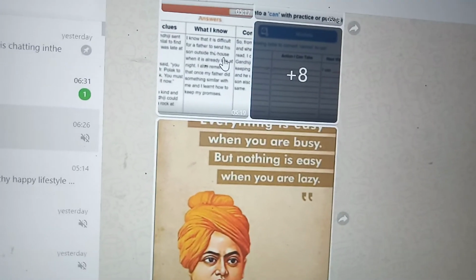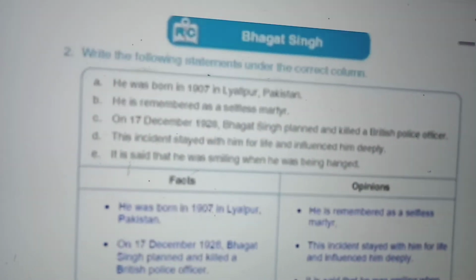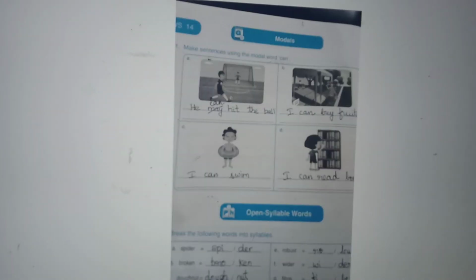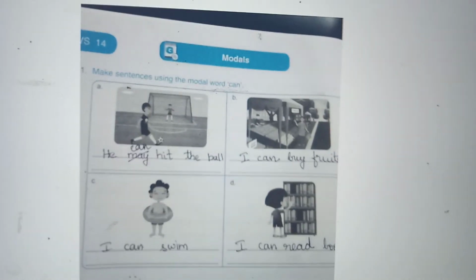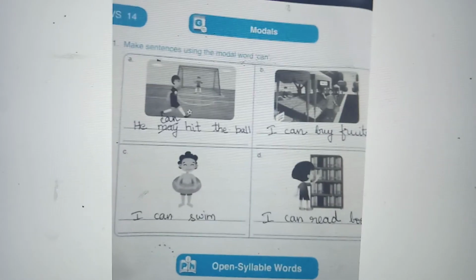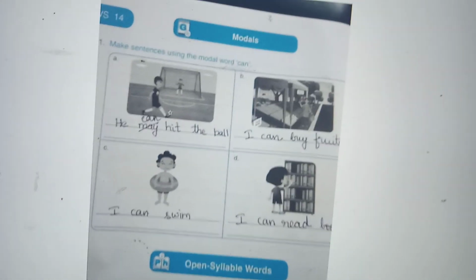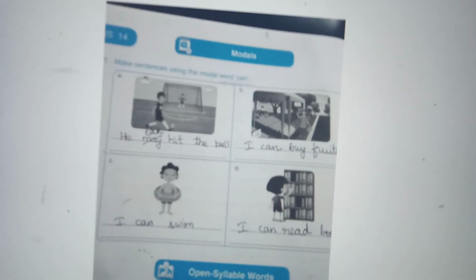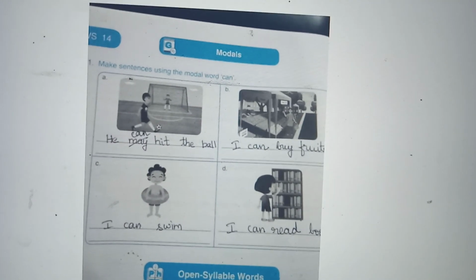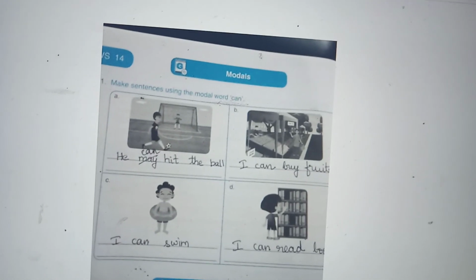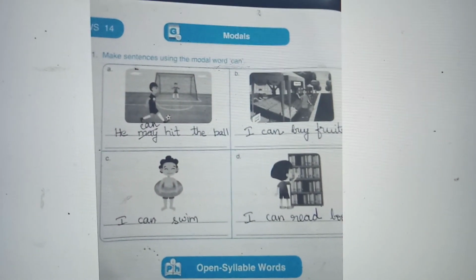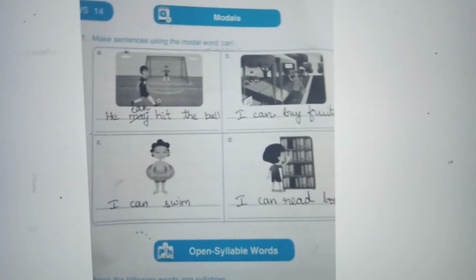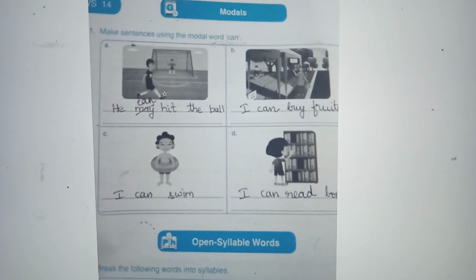Next one is how you have to make sentences using can. It is very easy. What you see in the picture, it is given wrongly in the lead video. Please change the answers. They are telling wrongly. There is a mistake. They have used may, but actually what is given here is, make a sentence using the modal word can. So strike off the may and use can.